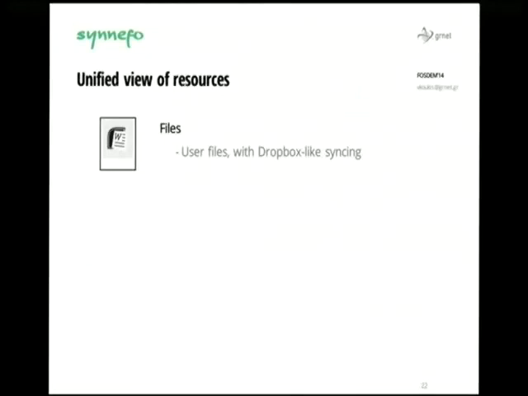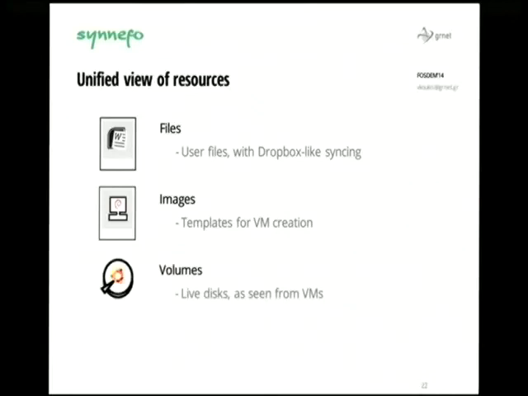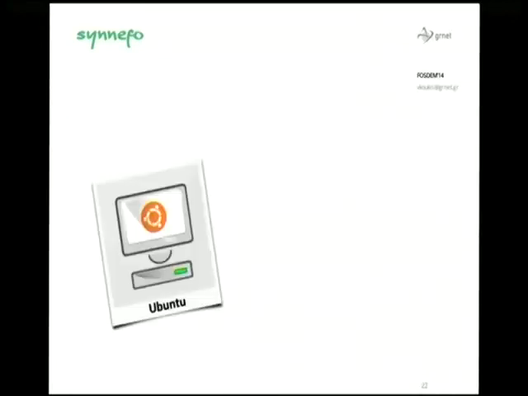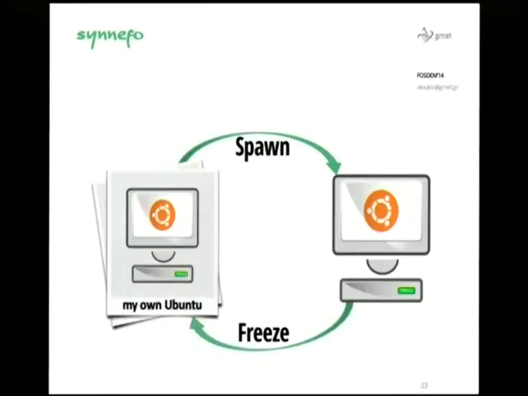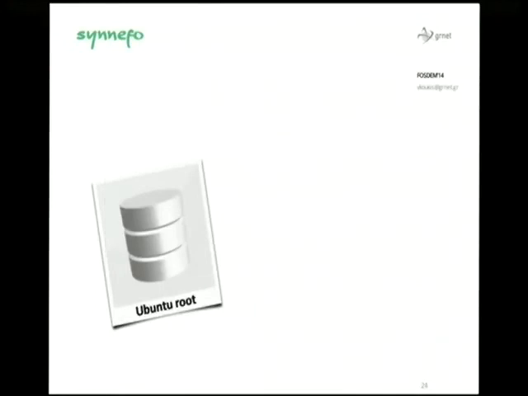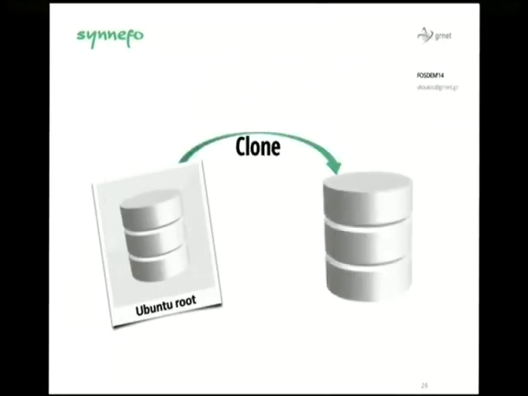These are files, my Dropbox files. These are images, files on which I have provided custom images. These are volumes, live VMs. These are snapshots. I have my image. I clone it into a running VM. My running VM, I'm going to freeze it onto a snapshot. How does this happen? I've got the snapshot about this. I clone it into a live disk.